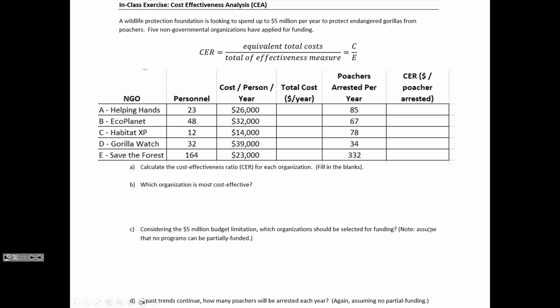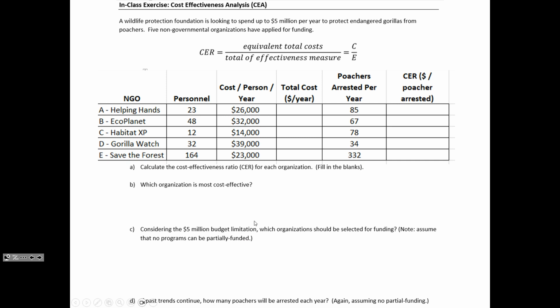Now, we assume no partial funding. So you can't take some of the leftover money and put it in the one that just barely misses the cut. Only assume fully funded organizations.